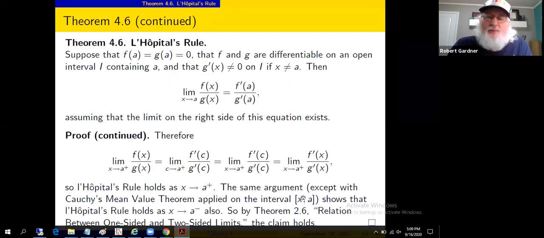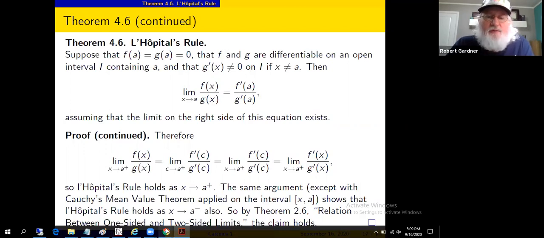Well, it's the same argument. Instead of the interval from a to x, you take the interval from x to a, you get limits from the other side. Then you'll have this one-sided limit equals that one-sided limit, and the other side has the same limit, and that's how we'll produce that the limit of f of x over g of x is f prime of a divided by g prime of a. And that's why we needed Cauchy's mean value theorem to establish L'Hopital's rule.